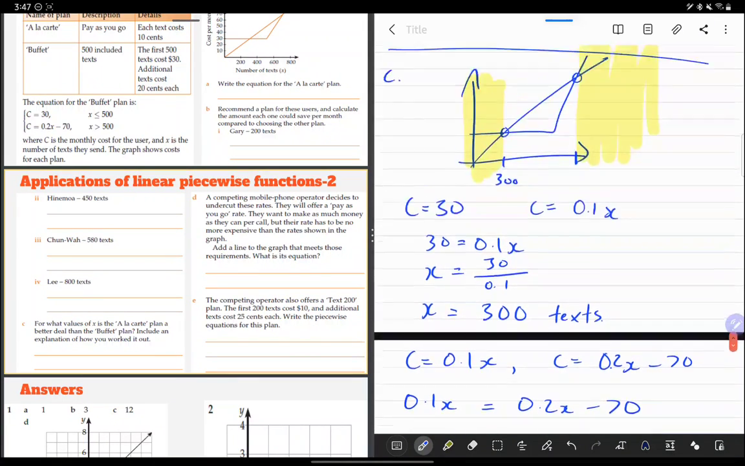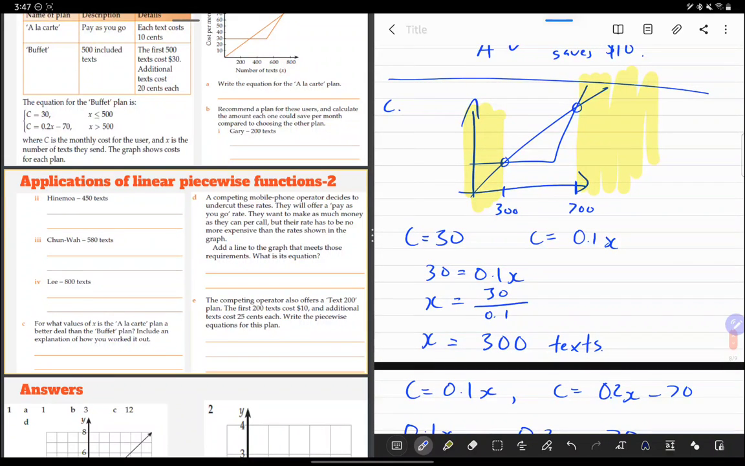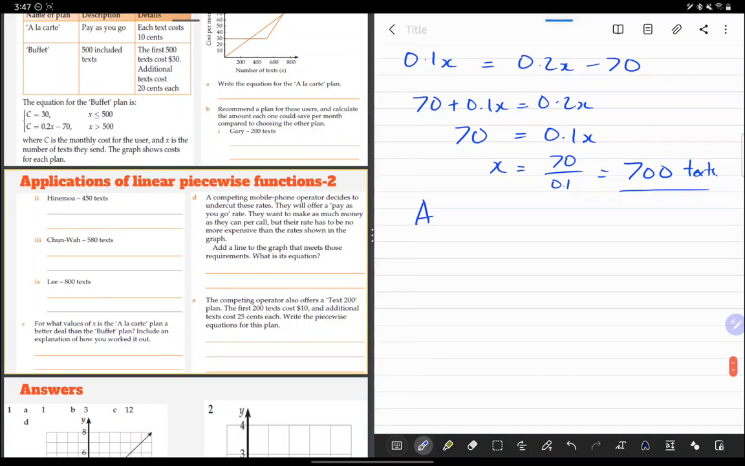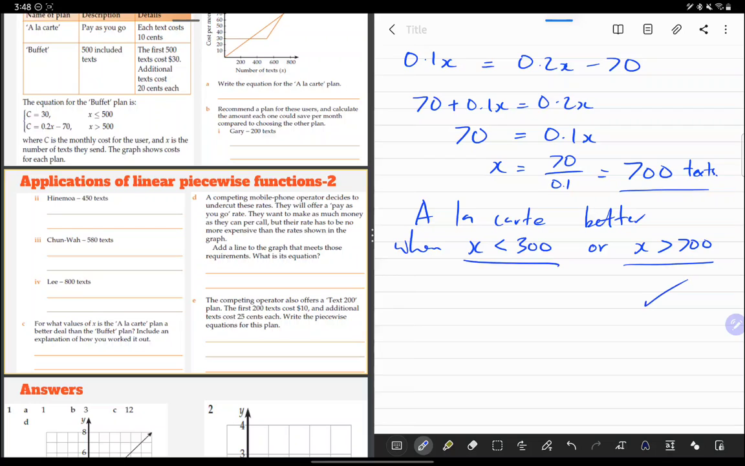Cool. So we have the 2 points. Now going back, that's 700. So a la carte has a better deal when x is less than 300. When it is exactly 300, remember they are the same deal. It's not necessarily better. So I'm going to say it's x less than 300, or x is greater than 700. Boom. There you have it.